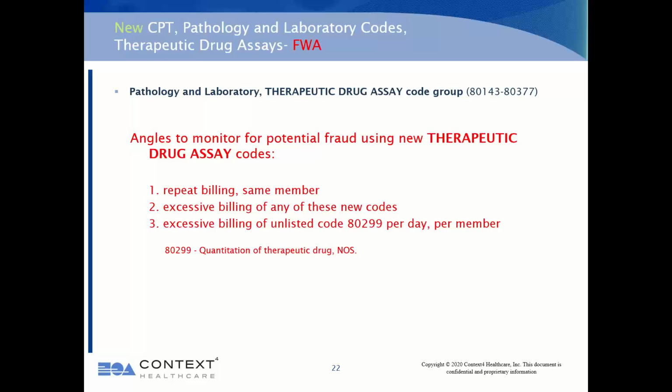There are several angles to consider when monitoring for fraud related to these new therapeutic drug assay codes. First, consider monitoring for repeat billing of these codes on the same member. Second, as well, consider monitoring for any excessive frequency of billing on any of these new codes. And although in 2021 there will exist specific therapeutic drug assay codes for the drugs discussed in my last slide, fraudsters may still try to sneak through excessive billing of these drug assays using the unlisted code 80299, as they know it can be more challenging for payers to monitor and detect fraudulent billing using unlisted codes.